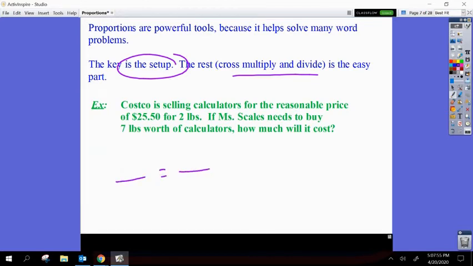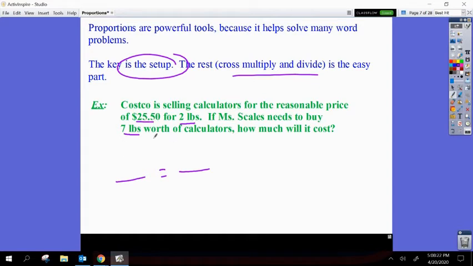In a proportion, there are 1, 2, 3, 4 blank spaces. We are going to be given 3 out of those 4. You're going to be asked to find the last of those 4. So if you notice in this example, there are 1, 2, 3 numbers. It says Costco is selling calculators for the reasonable price of $25.50 for 2 pounds. If Miss Scales wants to buy 7 pounds of calculators, how much will it cost?